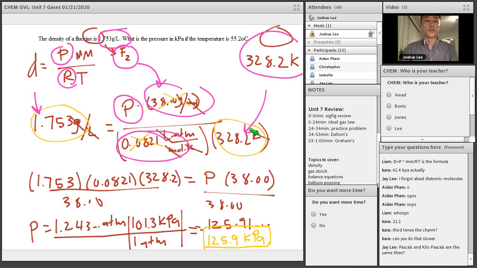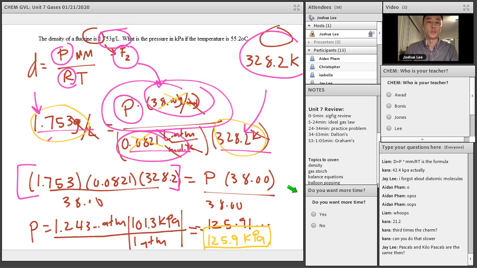Then what I did, I essentially cross multiplied. So that's why it's the 1.753 times 0.0821 times 328.2. So that's why these numbers are right here. And then I kept this the same. So that's the P times 38. Then I had to divide both sides by 38. And that's how I got that 1.243.